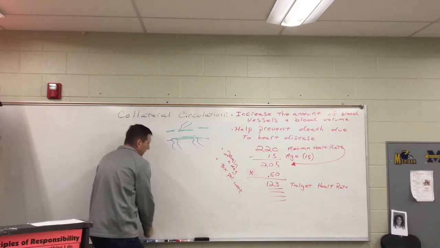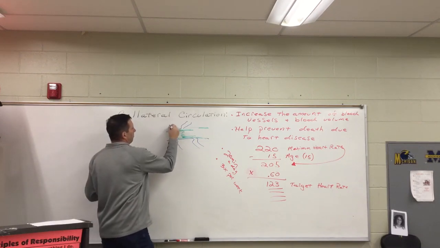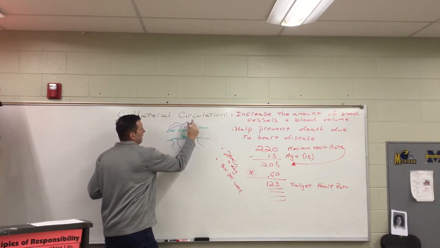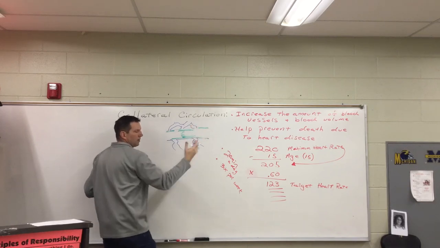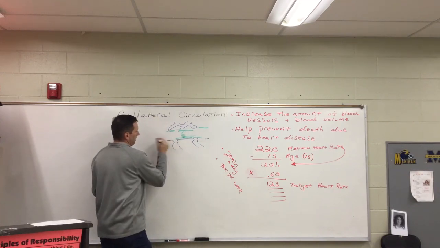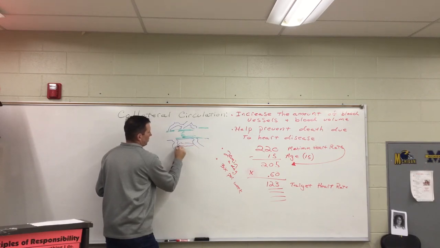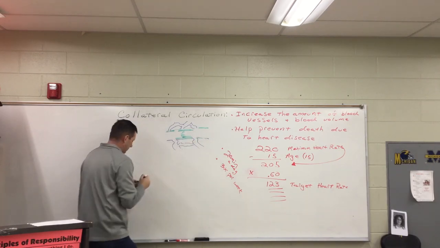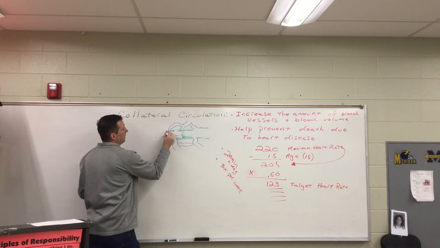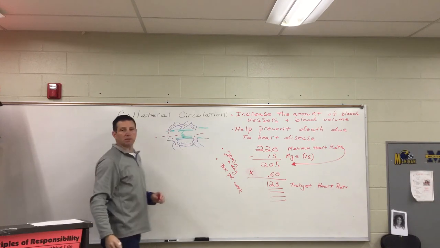So if I have a blockage right here, I might develop enough blood vessels and other ways I can get around a blockage. It's like a traffic jam on I-75 or I-71. You find a different way to get home. Well, this blood is going to find a different way to get around and through this blockage. So it might hit a wall here, but now it can find alternative pathways that can keep somebody alive.